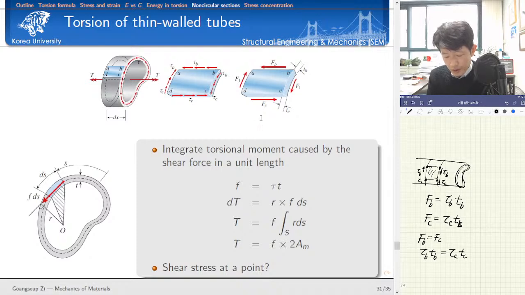Please make sure that point B and point C are just arbitrary points, which means the shear stress caused by the torsional moment times the thickness is what? Constant. Okay, constant. For this closed section, this is constant. This is a very important consequence.